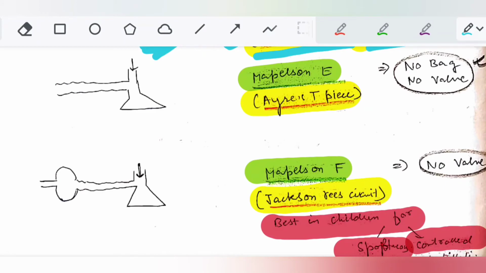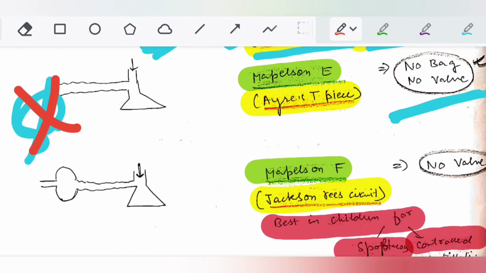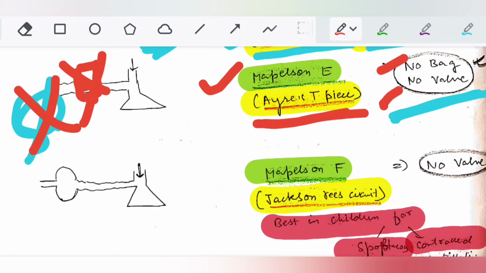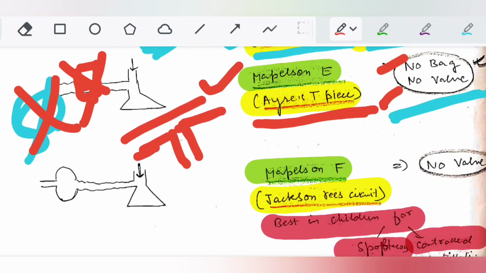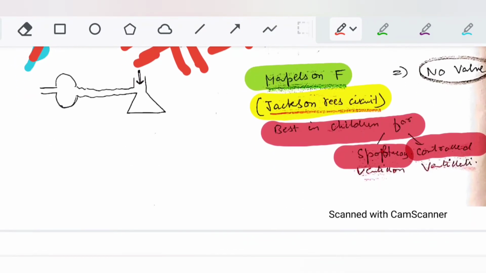Mapleson E will have no bag and no valve. The reservoir bag is absent, and the valve is also absent. So Mapleson E has no bag and no valve. It is Ayre's T piece, where this kind of tubing is there. That is an example of the Mapleson E circuit.